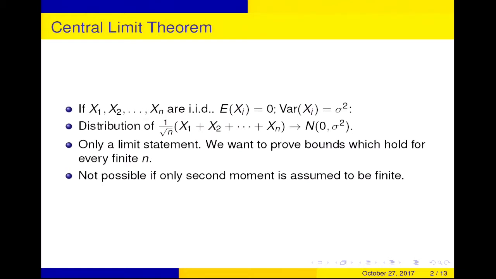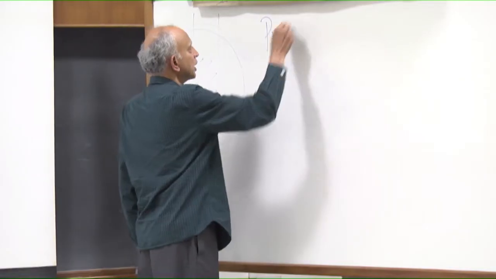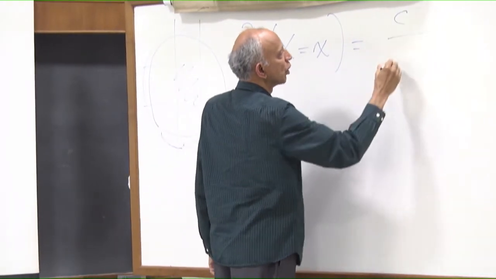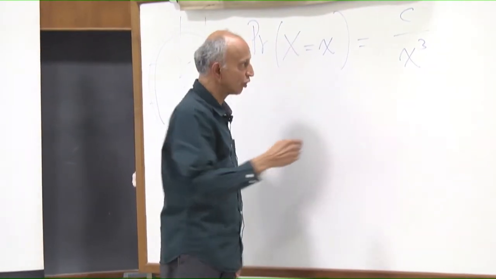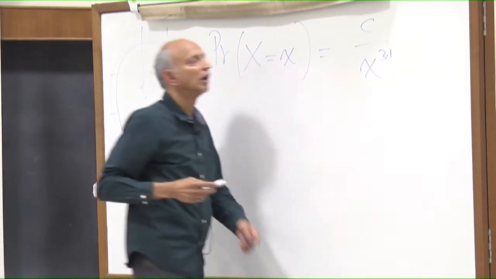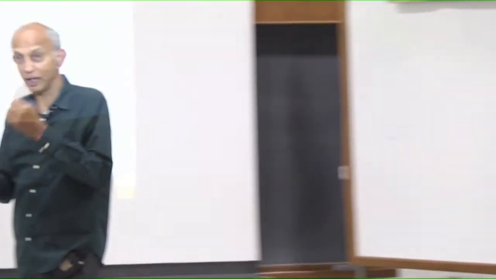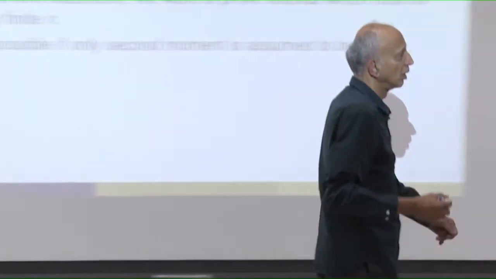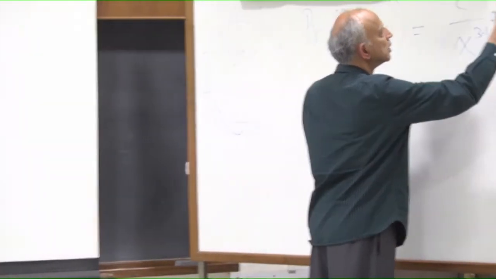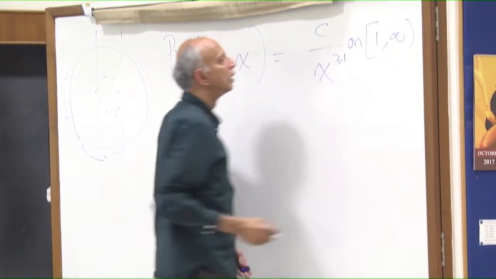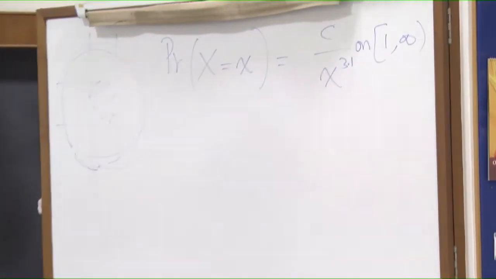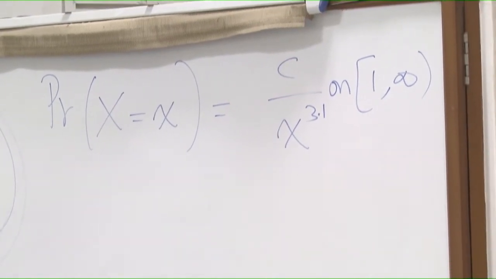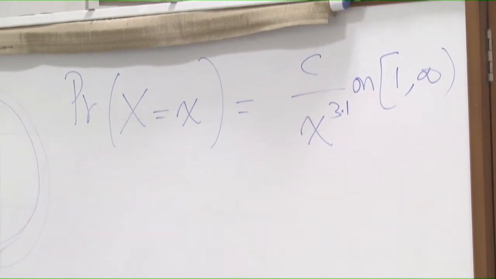So, for instance, if you have the density, the probability of random variable x equals x is c over x cubed, plus a little bit. Okay, that has a finite second moment. It doesn't have a finite third moment, but that's still for x greater than 1, let's say. That's good enough for the central limit theorem. It's not good enough for us. So to get this going, it is not sufficient to assume just second moments.